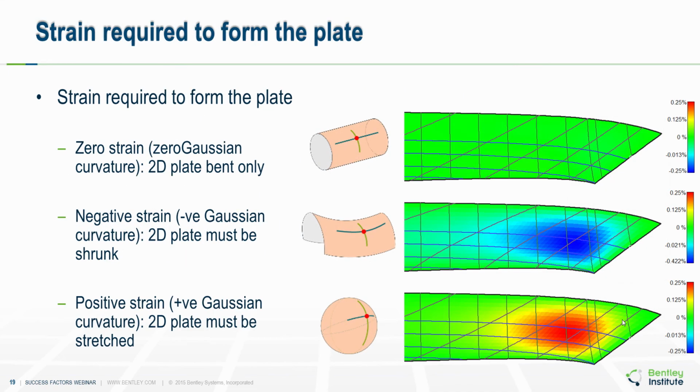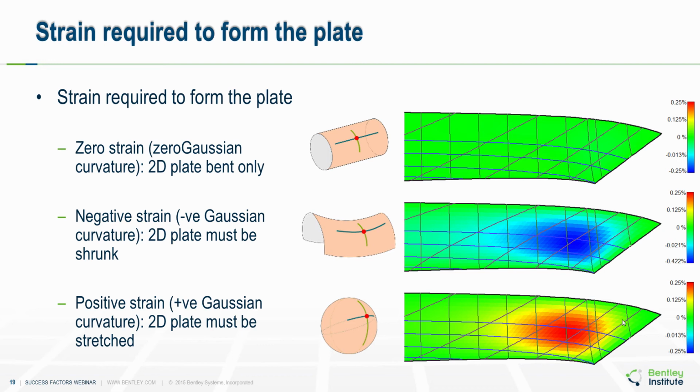So looking at the strain required to form the plate. If there's 0 strain in the plate, then basically there's 0 Gaussian curvature, and it's a 2D plate that can be formed into the 3D shape just by bending. And that's that top example. If we have negative strain, which indicates negative Gaussian curvature, then there's some shrinking that's required. Sometimes this might just be a case of pulling the plate onto the frame and then welding it in place, and that might be sufficient. If there's too much required, then some other form of manufacturing may be required.